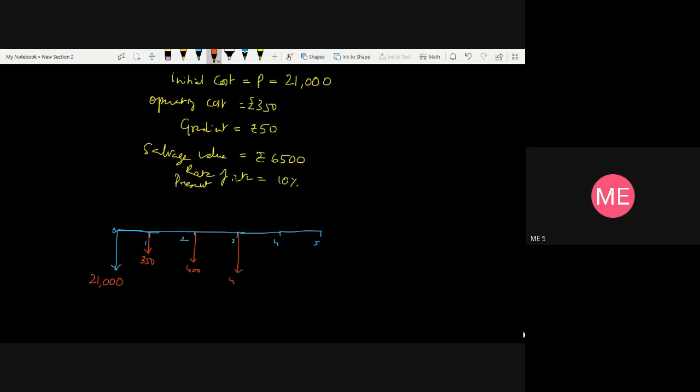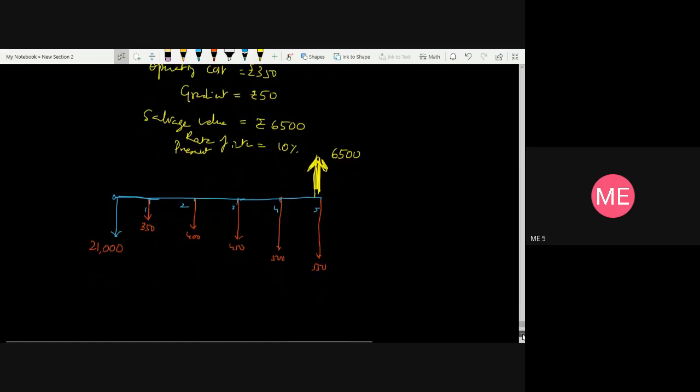450. Then 500. Then 550. These are the operating costs at the end of every year. And we have the salvage value of 6,500. So take down this salvage value at the end of fifth year. This is the revenue, which will be taken as 6,500. So this is what we have drawn based on the data, the cash flow diagram.